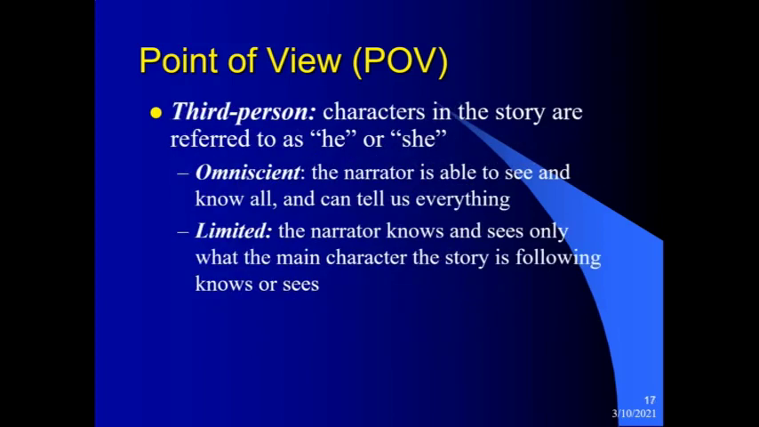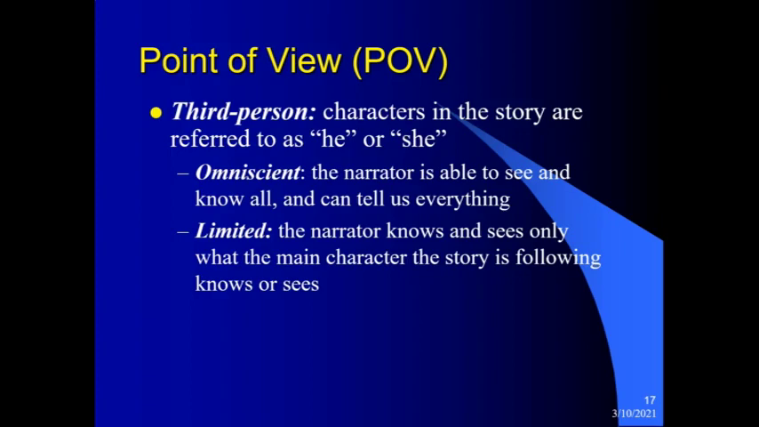The most common point of view in fiction is third person, and these are when the characters in the story are referred to as he or she or they. The narrator of the story is not an active participant in a third person point of view story. There are a couple different types of third person point of view, though, and you have to be careful of these. You can have an omniscient third person narrator, and that's going to be a narrator who is able to see and know all and can tell us everything and can get into the heads of multiple different characters.